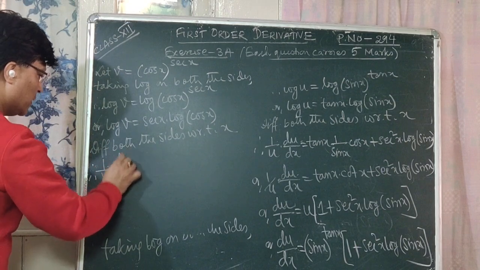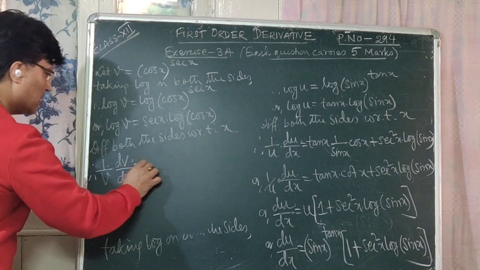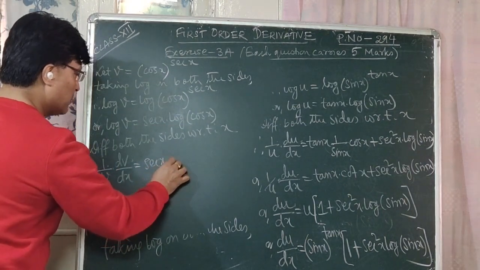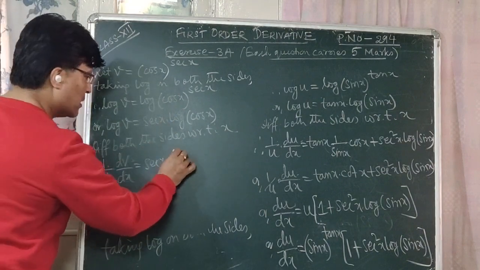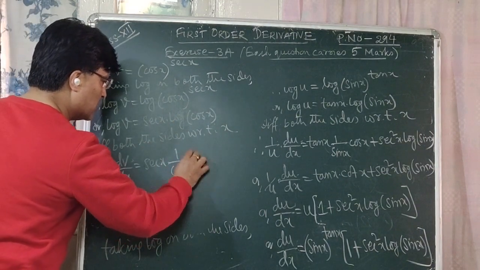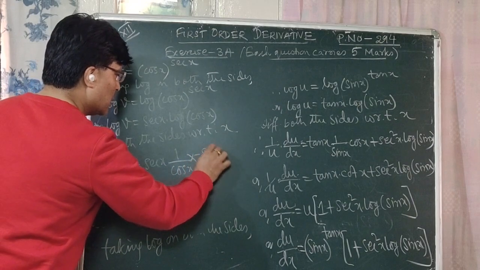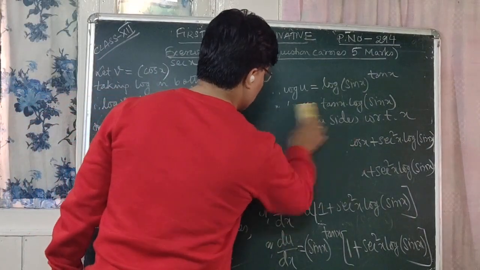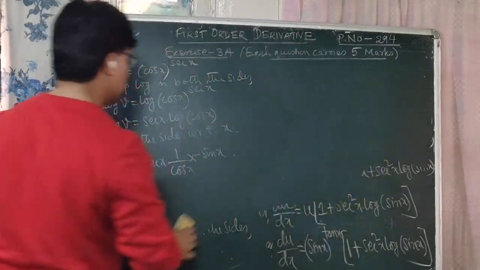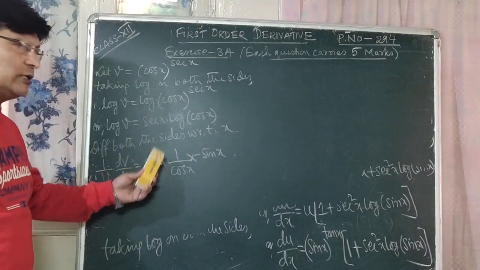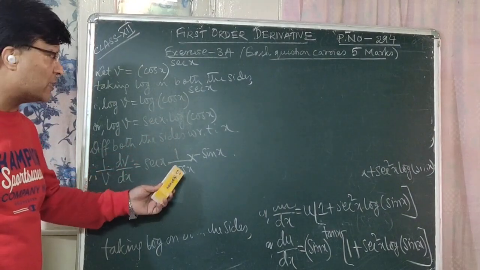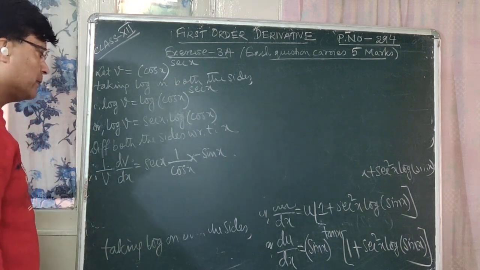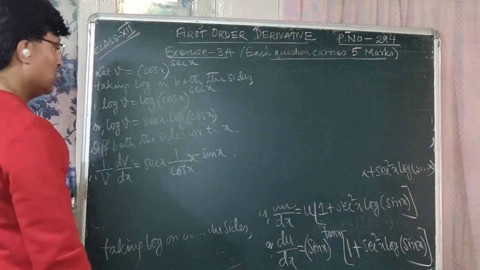Therefore, what is the differentiation of log v with respect to x? It is 1 upon v into dv by dx is equal to, now you can use the uv rule here, sec x remains same into, what is the differentiation of log of cos x? First of all, it is 1 by cos x into, what is the differentiation of cos x? Minus sin x. Is that clear? It is sec x remains same into log cos x, differentiation is 1 by cos x. Again differentiate cos x with respect to x, it is minus sin x. Is that clear?